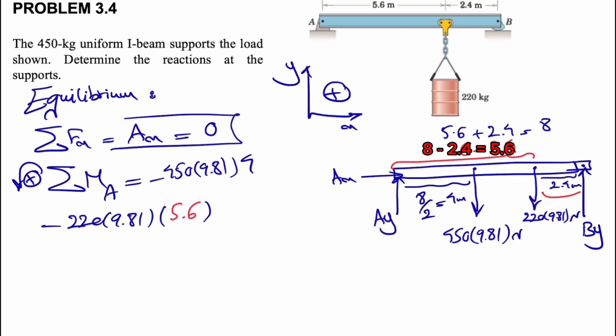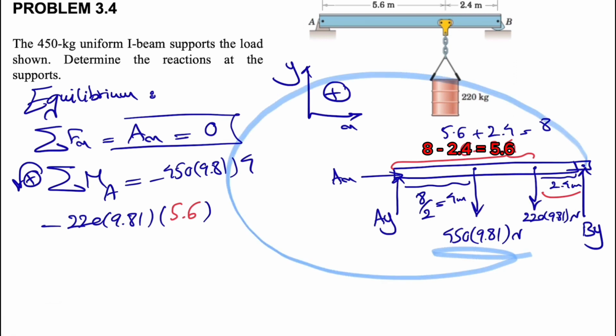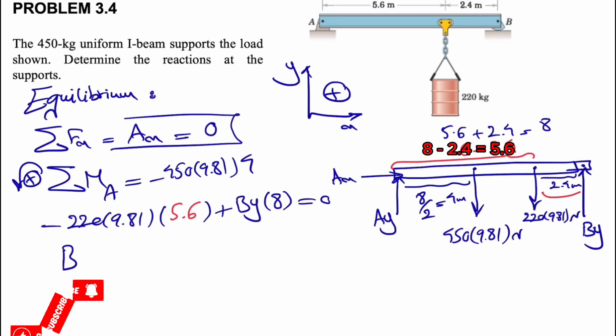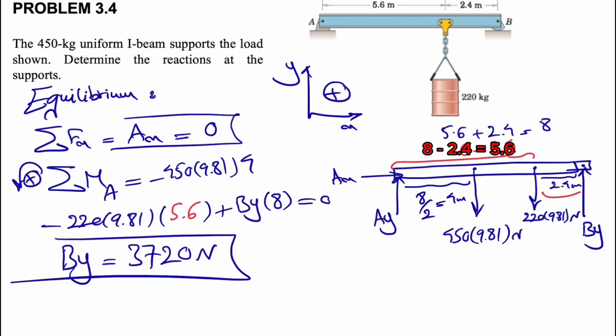And one more thing left, and that would be the By. This time we'll see that By is a counterclockwise moment, which means it is positive. So we'll have plus By, and the distance will be the length of the beam, which was 8, equals 0. The only unknown that we have in this equation is the force By, and we can find By simply, which gives 3,720 Newtons. And that would be the second unknown.